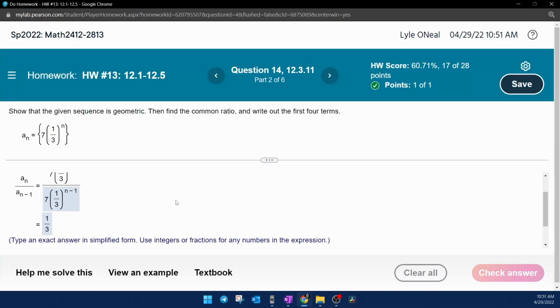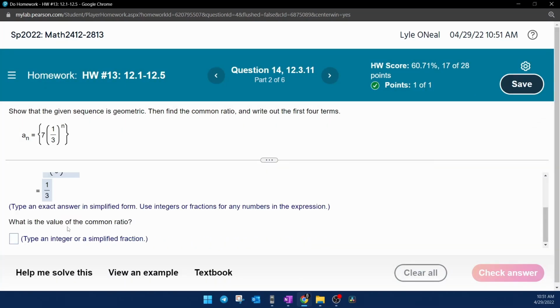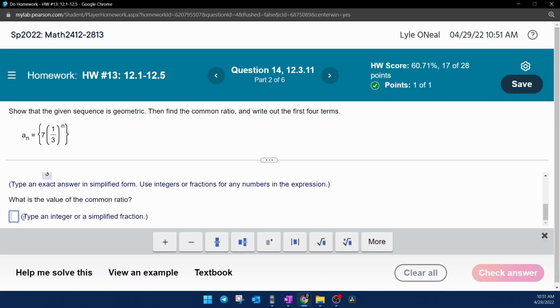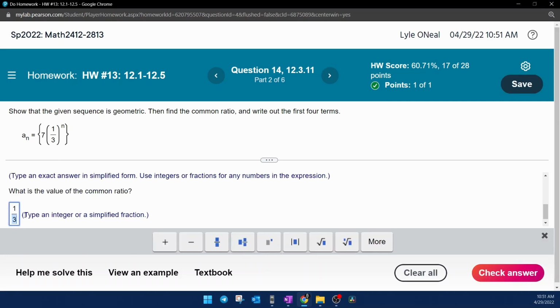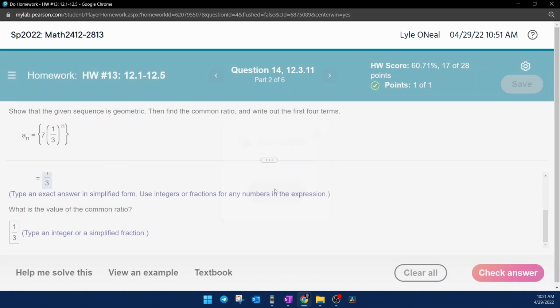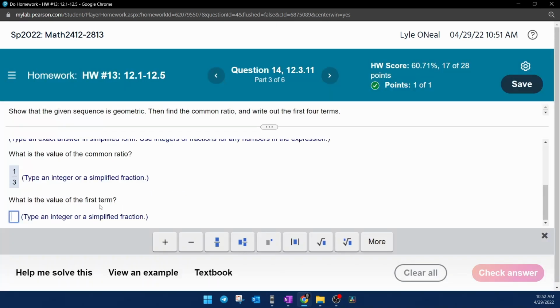And it checks out. Now, the common ratio is the value we just calculated. And also, to make it a little bit easier to know what the common ratio is, in our general term, it's the base. Whatever has the exponent, that is your common ratio. And so that again is going to be 1/3. And now that we have a general form, we can write the first four terms of the sequence. So let's go back to the scratch work and calculate those.